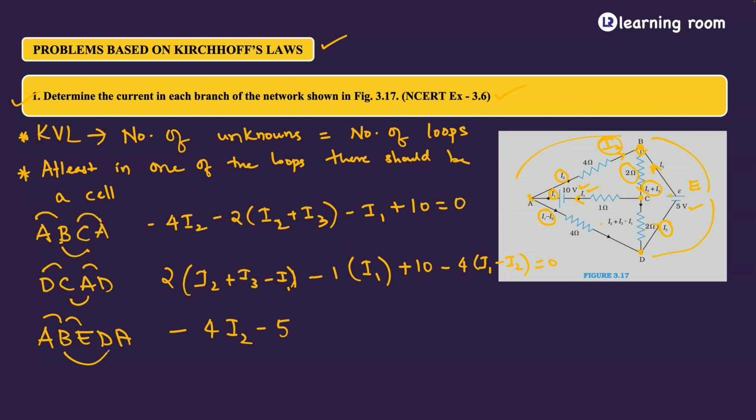Similarly, when you go from D to A, you are walking in the direction opposite to the current. So it will be plus 4 into I1 minus I2 is equal to 0. So basically, you have three unknowns, three equations, you need to solve them. That is mathematical part. That part I'm not going to concentrate today. So did you all understand how to write the equations? This is more important for me. Clear with this? Okay. So copy this and leave some space for you to solve this problem.